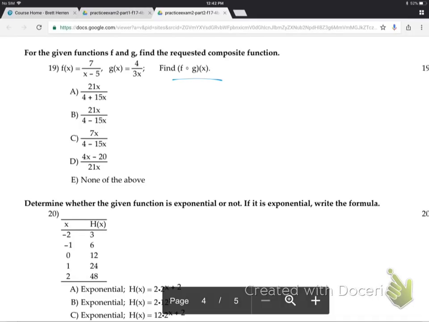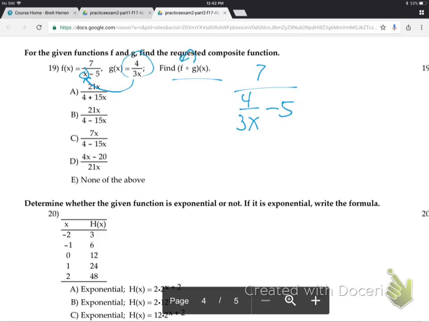All right, f of g of x. So remember, it always means right and left. So it means take all of g and put it right there in the x slot of f. So it'll be 7 over 4 over 3x minus 5. Is that good so far? So I put all of g into f.